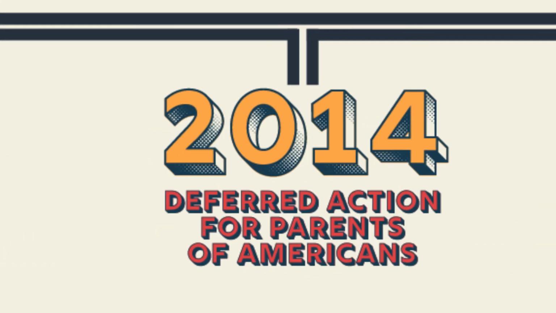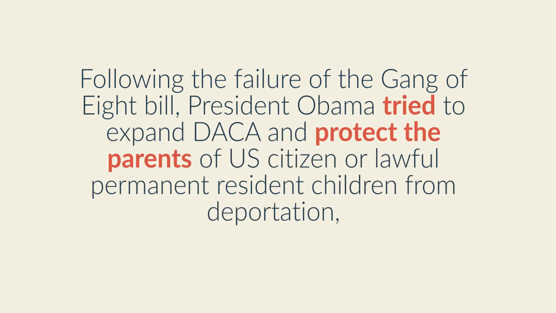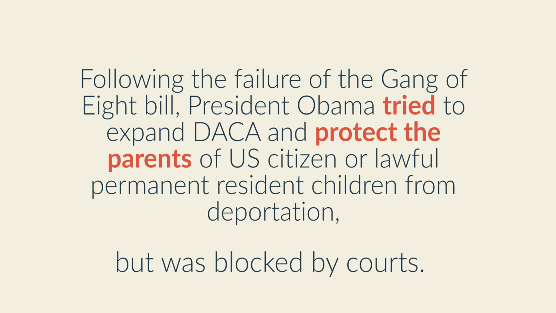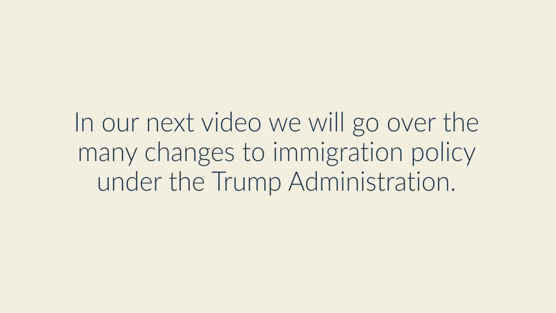2014. Deferred Action for Parents of Americans. Following the failure of the Gang of Eight bill, President Obama tried to expand DACA and protect the parents of U.S. citizens or lawful permanent resident children from deportation, but it was blocked by the courts. In our next video, we will go over the many changes of immigration policy under the Trump administration.